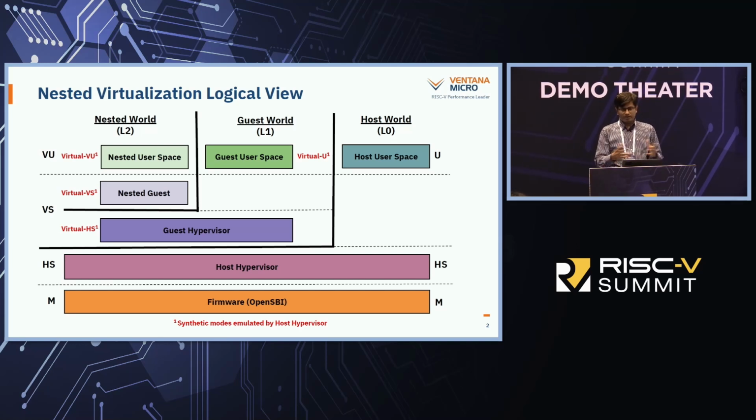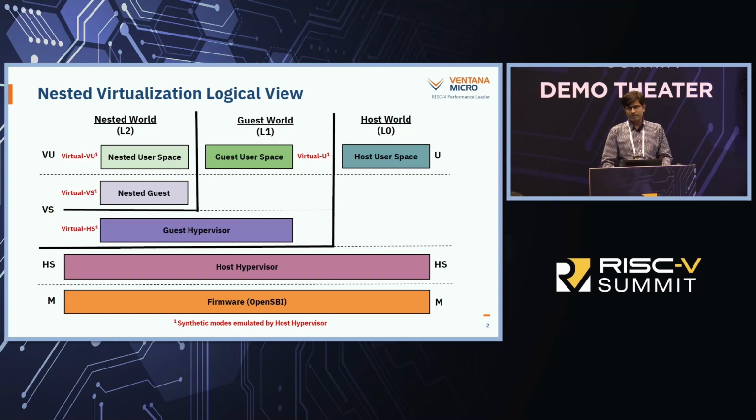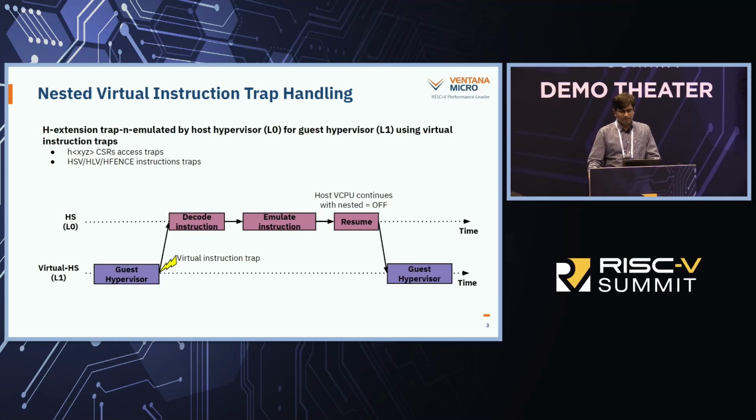This does not expect any special hardware support in RISC-V. We essentially multiplex the existing VS and VU modes and create this nesting of layers. The process of achieving nested virtualization requires that the host hypervisor emulates the H extension functionality for the guest hypervisor, which means that the host hypervisor will be emulating the H CSRs, VS CSRs, and various H instructions, HFENCEs, and all those things.